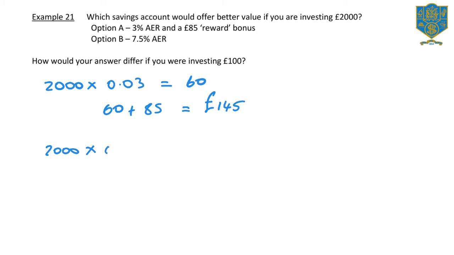Whereas option B, we're going to do 2,000 multiplied by 7.5%. So 7.5% as a decimal is 0.075, which is £150. So option B is better.